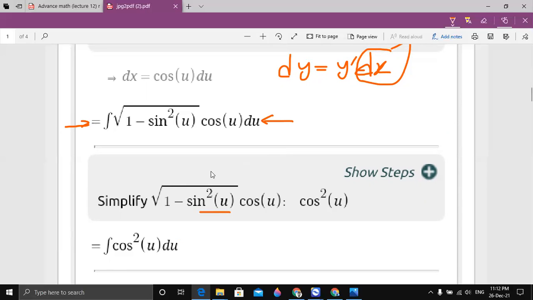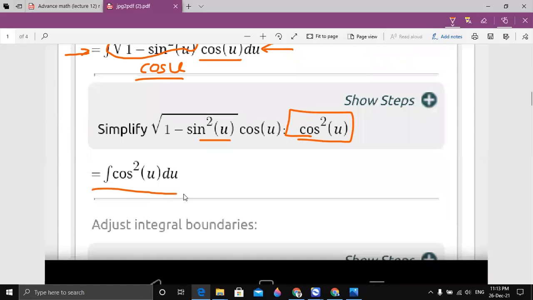For this part, in the next line we have 1 minus sin square u, that means cos square u. We have a root over here, so we can cancel the root and the square. So ultimately we get cos u. Guys, we have only one minute left, so we will join again. So cos u into cos u means cos square u. So finally we have the integration of cos square u du.